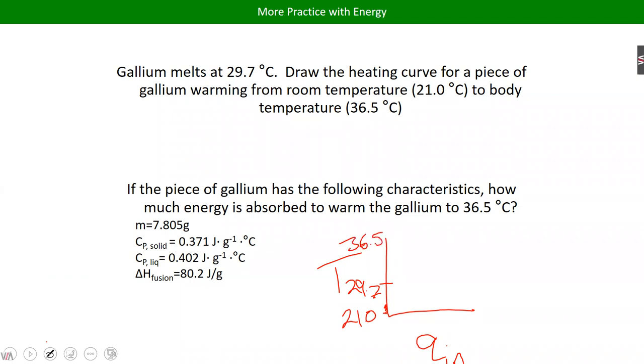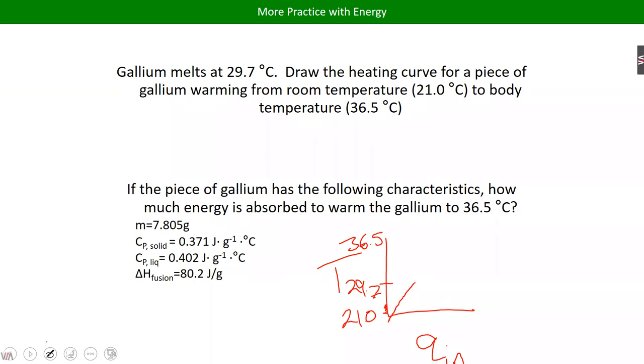So when I have you draw these heating curves, I'm not looking for anything done to scale necessarily. If you can make it to scale, even better, but I'm not going to be grading you on that. It's just mainly, can you show me what's happening qualitatively? So if we started at room temperature and we started putting energy in, the temperature is going to go up until it hits a phase change, right?